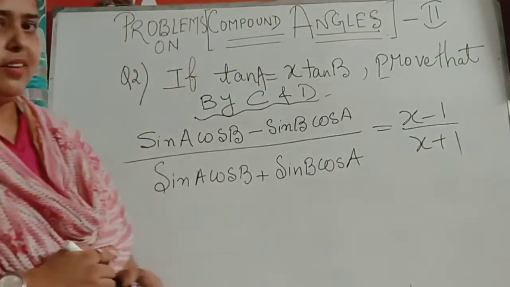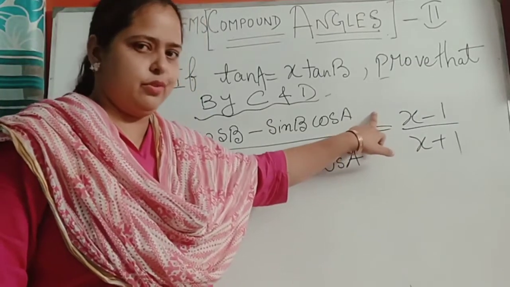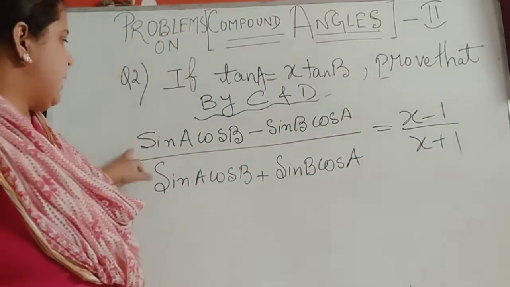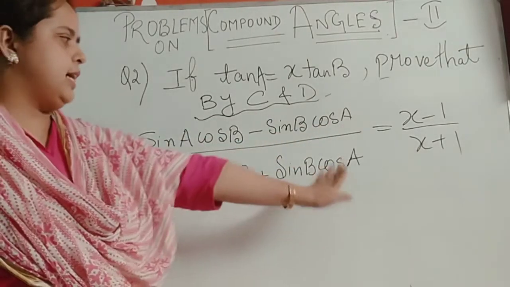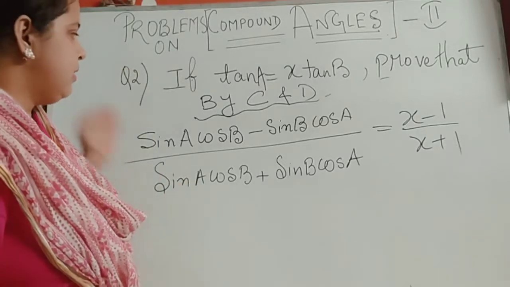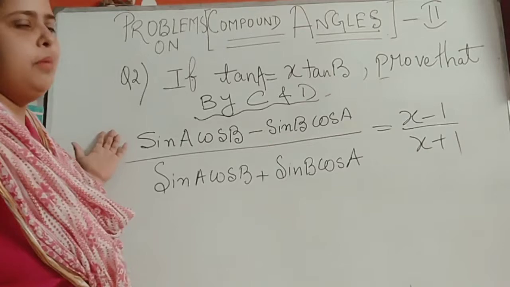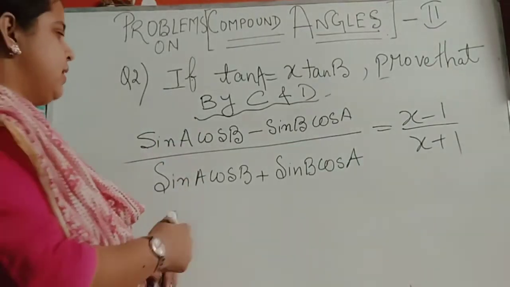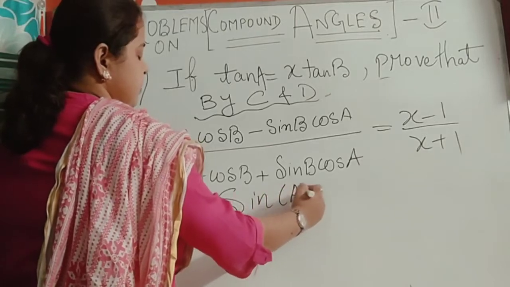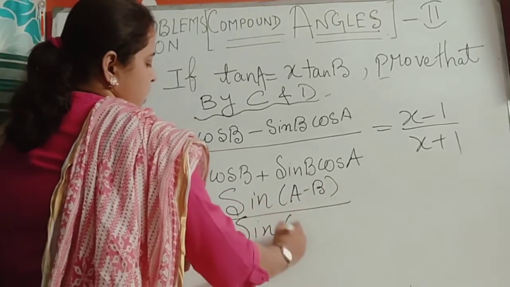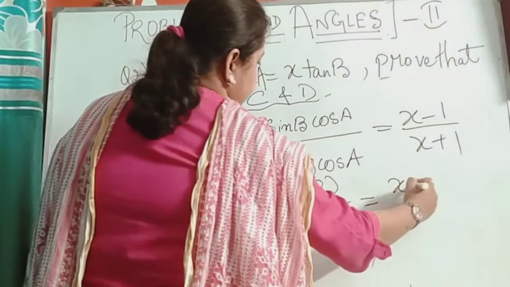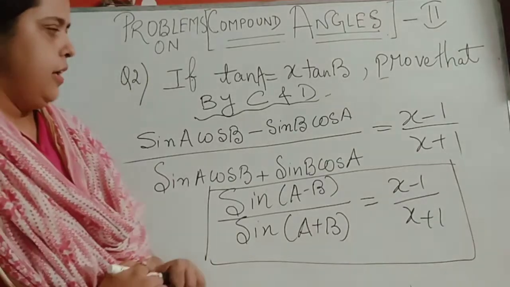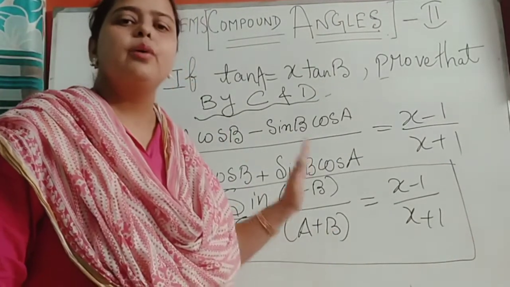Now it is the required one. That is, we reached almost the required proof, x minus 1 by x plus 1. So see this one, sine A cos B minus sine B cos A, and sine A cos B plus sine B cos A. And I hope all of you are telling in mind that this is the formula of sine A minus B. This is the formula of sine A plus B. So we reached the answer. Just one more line, that is sine of A minus B and sine of A plus B, giving me the required expression, and it is hence proved.